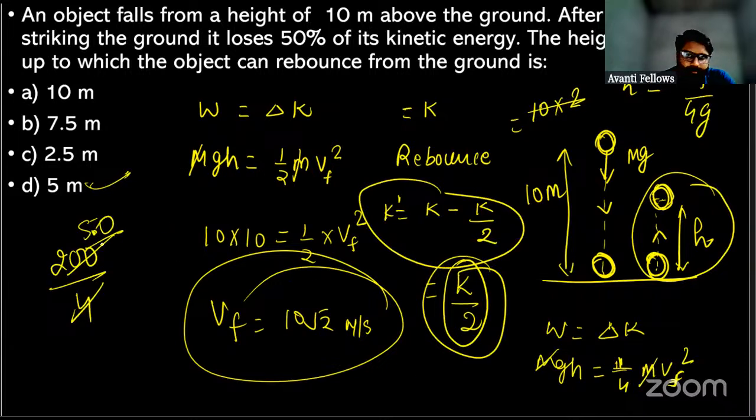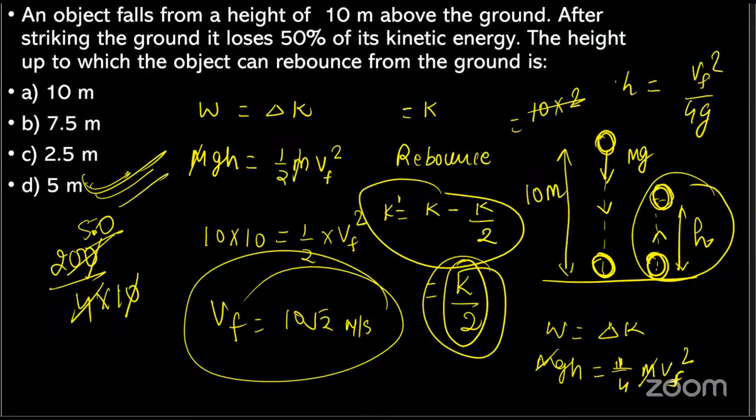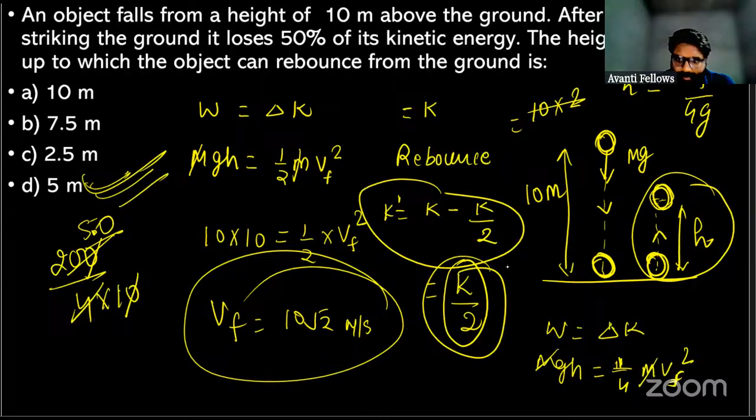Look, it is 4g, and 10 is also here. So this 10 will cancel out this. So it is 5 meters. There is no mistake. We just forgot to put the value of g here. Everyone got this? The correct option is option D.